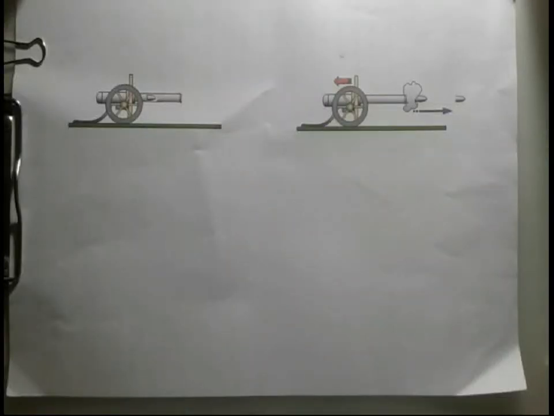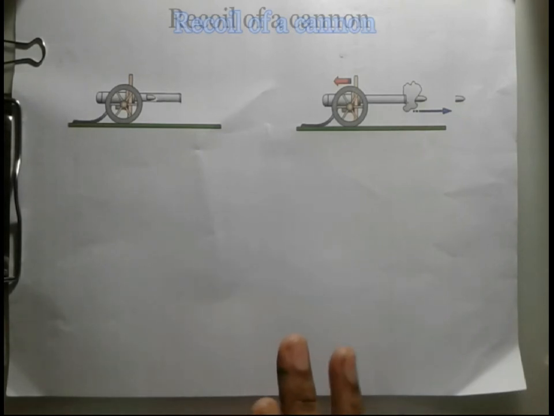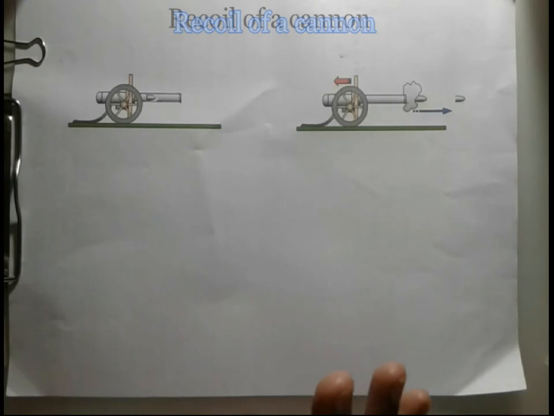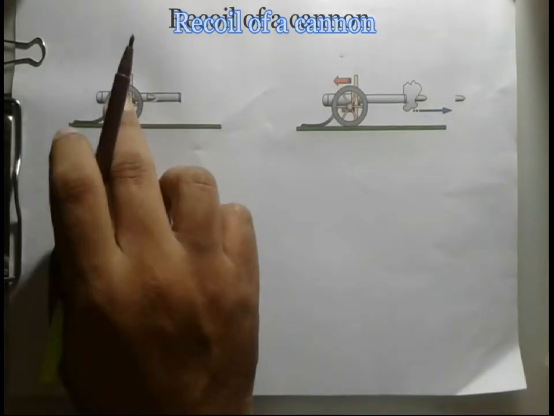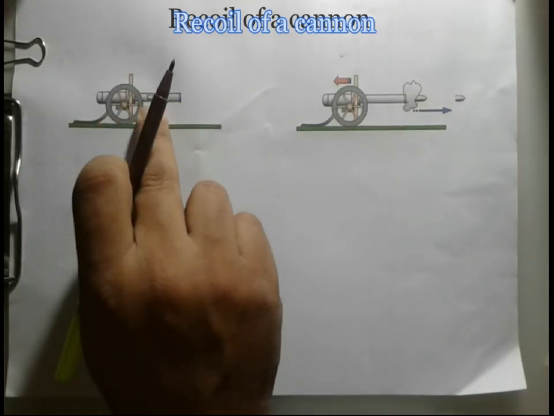You have seen how the cannon is recoiling after firing. So here we are going to discuss the practical applications of the conservation of linear momentum. The cannon is recoiling due to the conservation of linear momentum. Here we are going to find out the reason and the mathematical formulation of the recoil of the cannon. So now this is the cannon, and you can see the cannonball is inside.